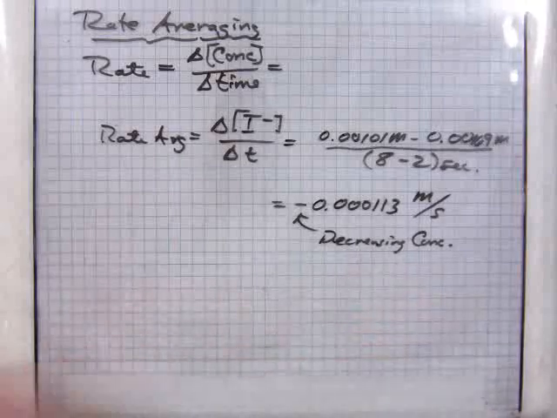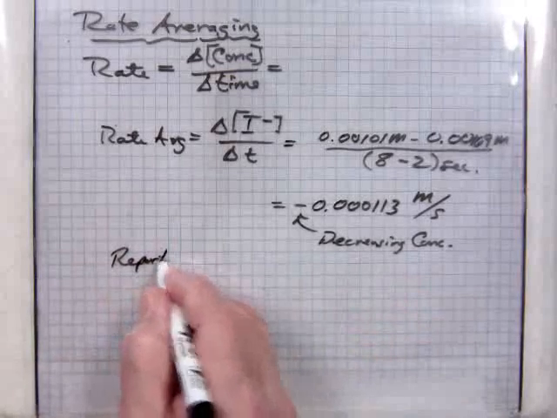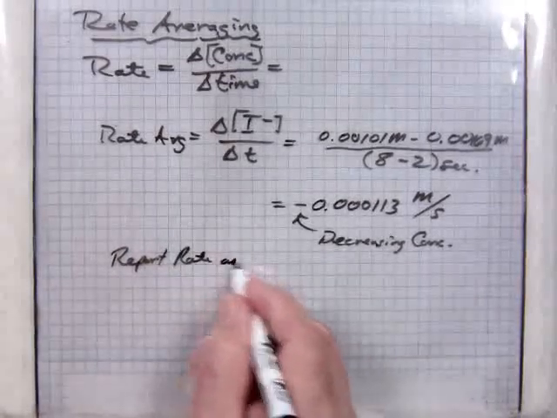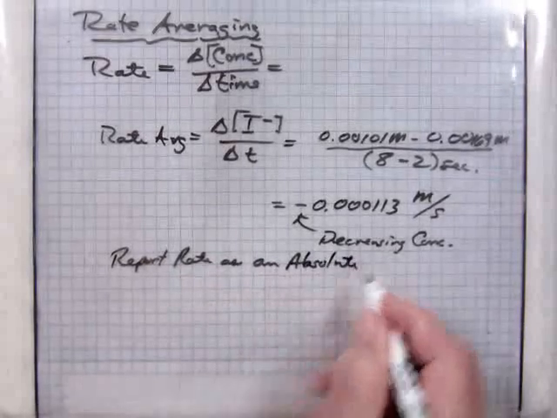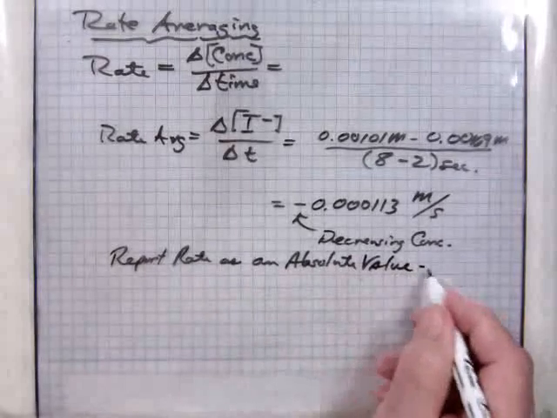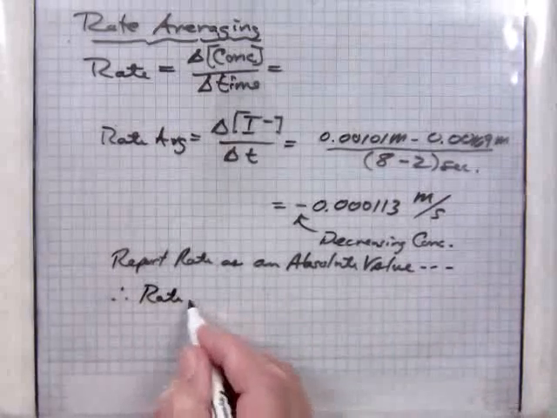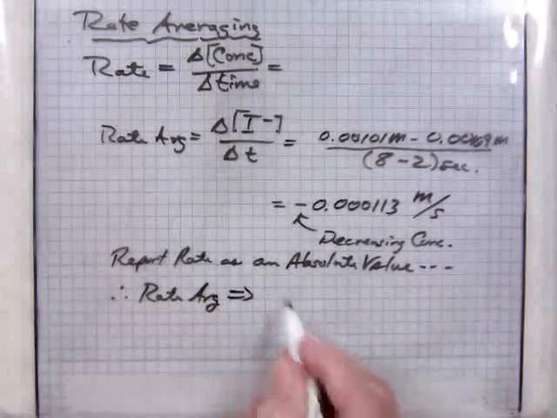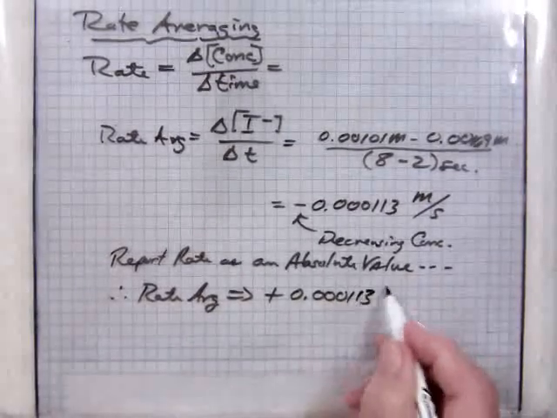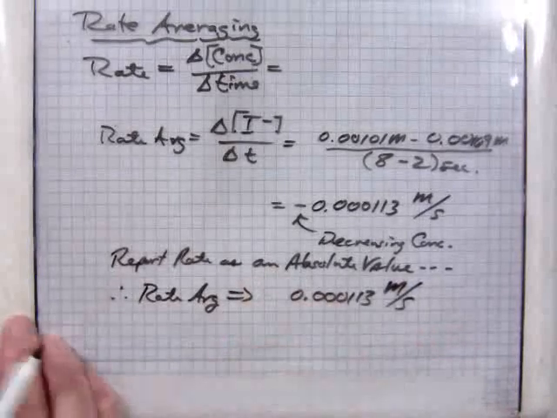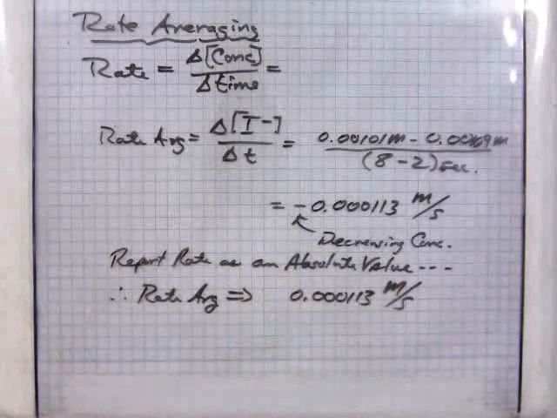But what the textbook tells you, Ebbing tells you, is report rate as an absolute value. So, therefore, the rate average should be reported as a plus 0.000113 molar per second, or just no units at all. I mean, no signage at all, because that's what it's doing over that average. It's a rate.